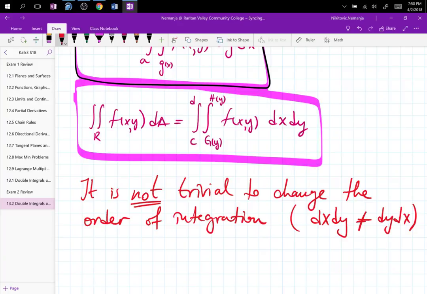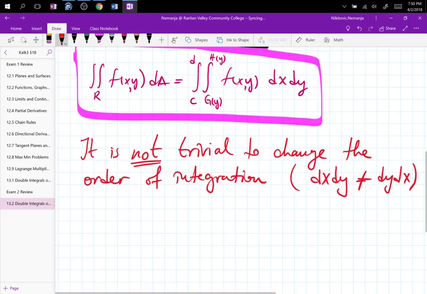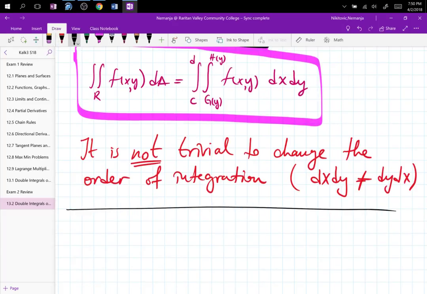All you do is swap the integrals and use the appropriate limits. But now you can't do that. You cannot swap the two, and I'll show why. But let's do some examples first, and then we'll also see that we can't swap these easily.